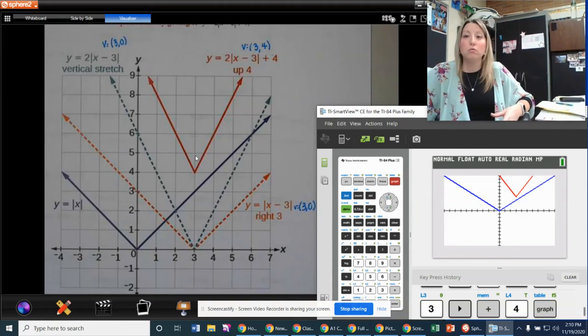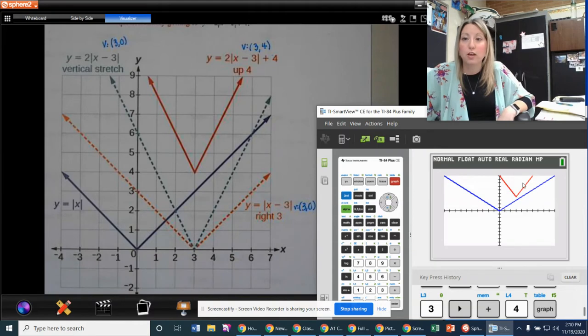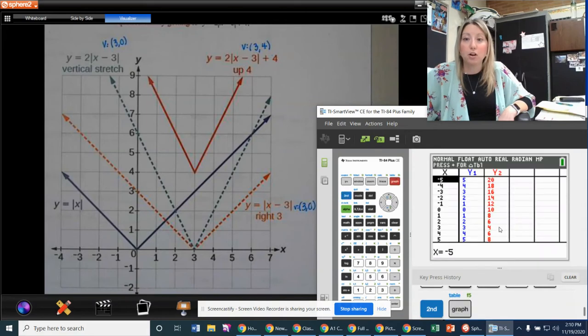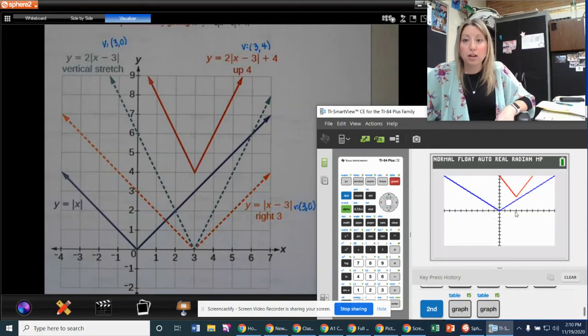Absolute value is the A or the V shape. Okay? If I want to see these points for the red, I press second and graph, and look, there they are. Now, look back at the graph just real quick. See how the vertex is at 3, 4? I can see that already.